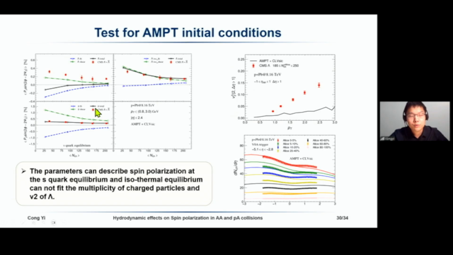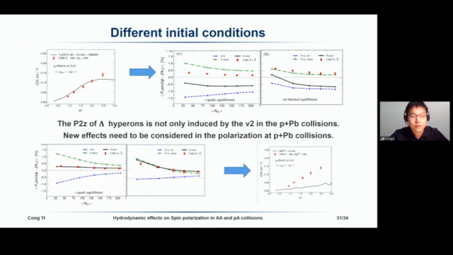In contrast, we use the spin polarization of lambda hyperons to calibrate our parameters and then calculate the V2 of lambda hyperons and the charged particle multiplicity. We can find the parameters that describe the spin polarization, at the S-quark equilibrium and the isothermal equilibrium, cannot fit the multiplicity of charged particles and the V2 of lambda hyperons. Therefore, the P2Z of lambda hyperons is not only induced by the V2 in the p-lead collisions. New non-hydrodynamic effects need to be considered in the polarization at a smaller collision system.